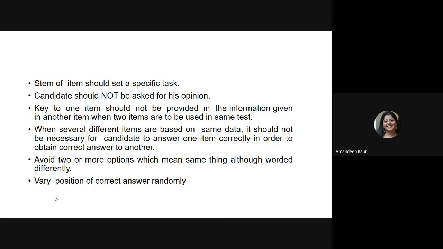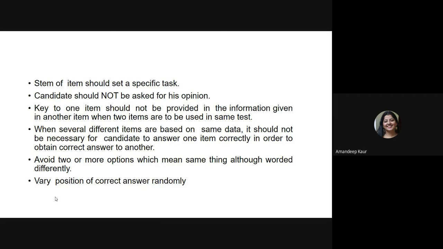The second is the candidate should not be asked for his opinion. When the teacher is designing a multiple choice test item, since the weightage given to this particular statement may be of 1 mark only, the teacher is not going to ask for any unintended clue, guess, or opinion of the student. There must be specific information that needs to be asked. Key to one STEM should not be provided in the information given in another item when two items are used in the same test.